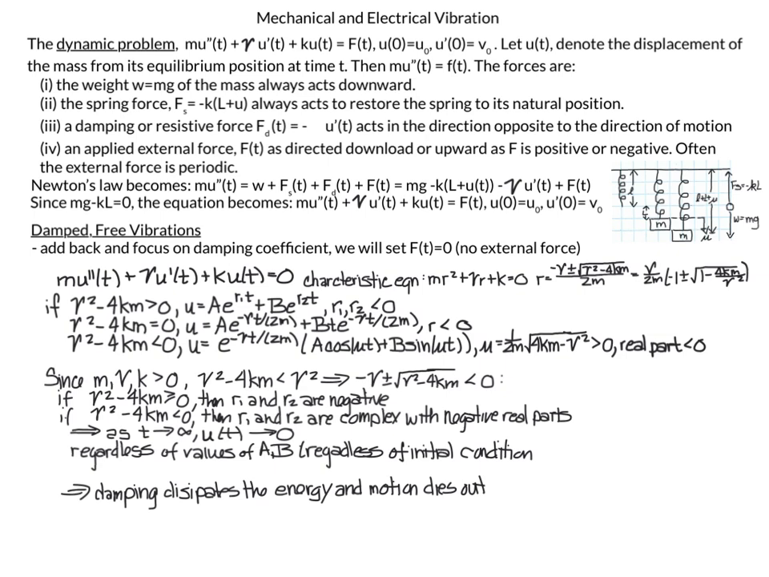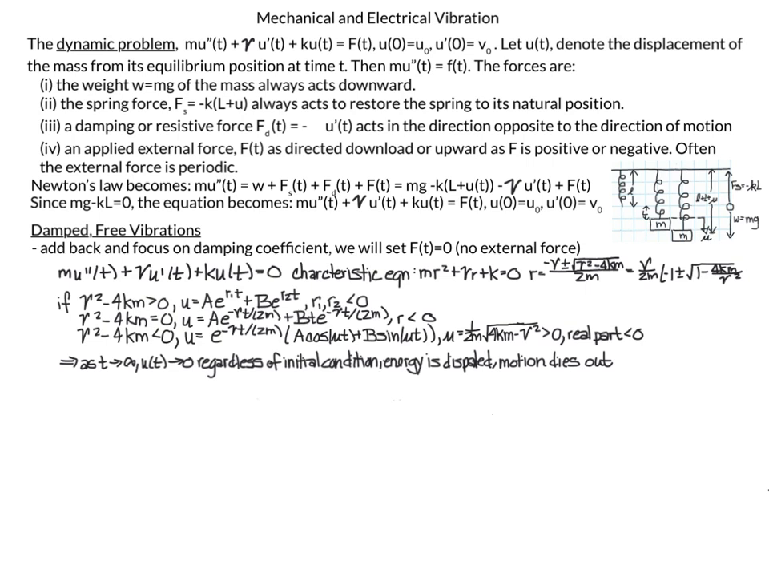As I had mentioned before, since m, gamma, and k are all greater than 0, our roots in these exponents are all negative. That means we're going to have these exponential decays. So as t approaches infinity, the position of the spring at time t is going to approach 0. In other words, the damping will dissipate the energy, and motion will die out. And this is regardless of the values of A and B, which is basically the same thing as saying regardless of the initial conditions. The damping will always cause the motion to die out.